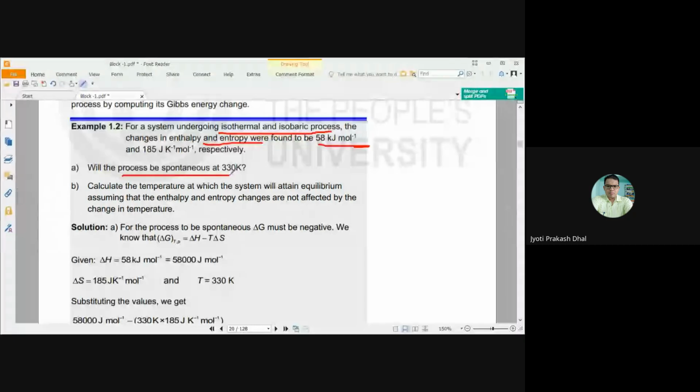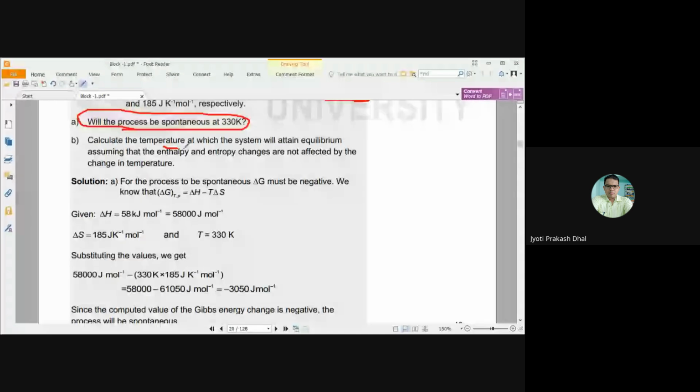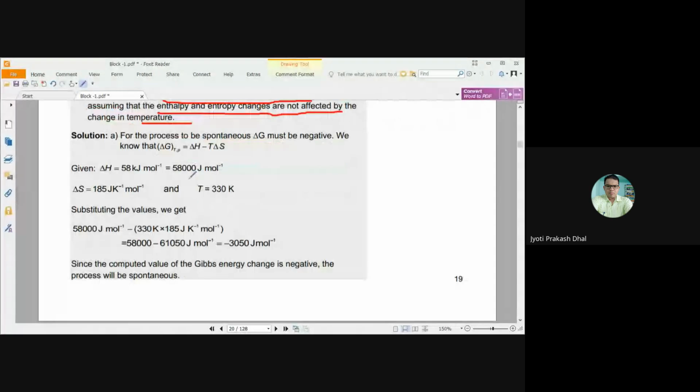The question will be like this: whether the process will be spontaneous at 330 Kelvin or not, and calculate the temperature at which the system will attain equilibrium, assuming that enthalpy and entropy changes are not affected by the change in temperature. So coming to the solution, the first one: the process will be spontaneous if del G must be negative. That means del G equals del H minus T del S. The value of del G should be negative, then the process will be spontaneous.